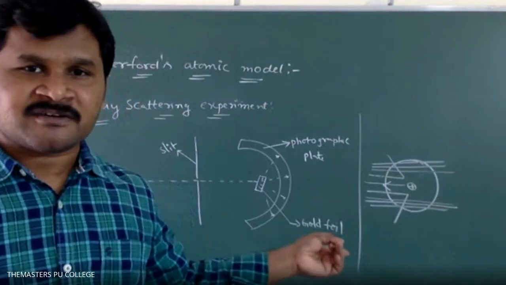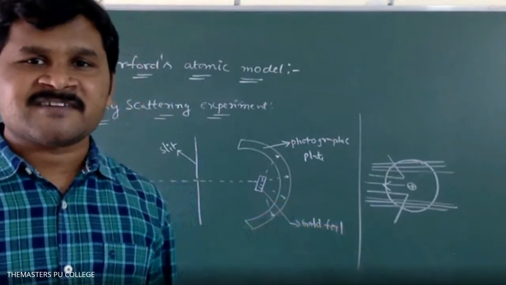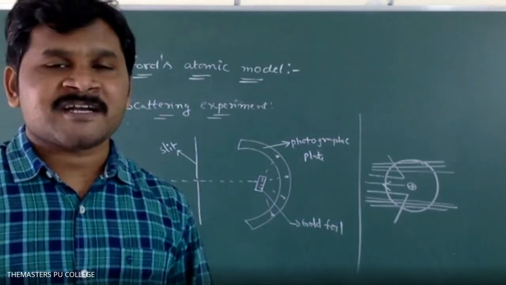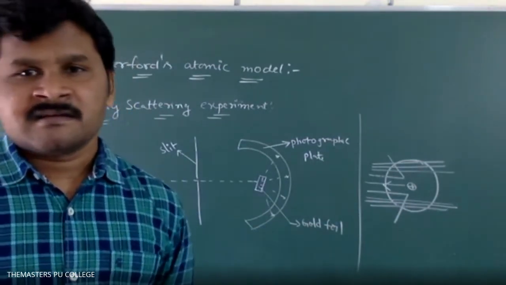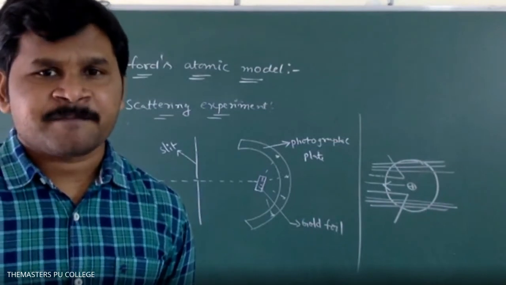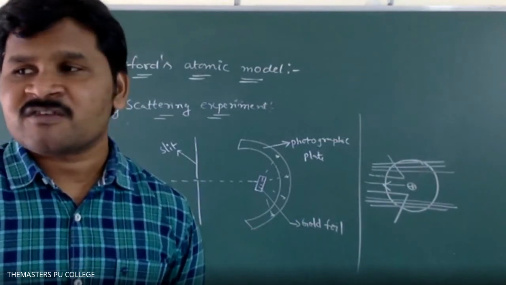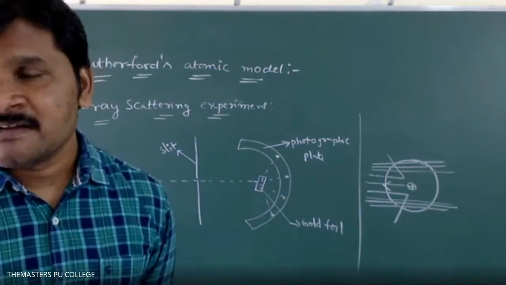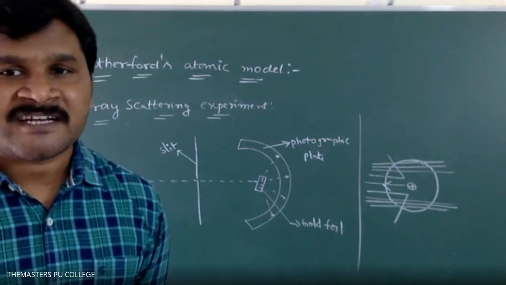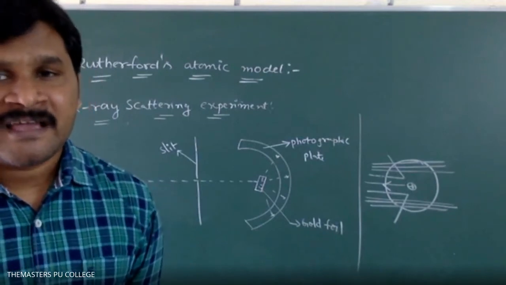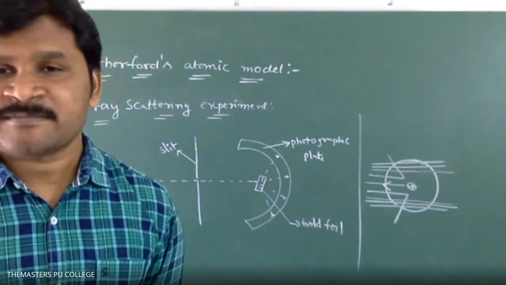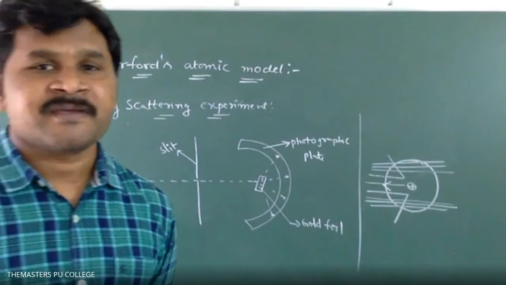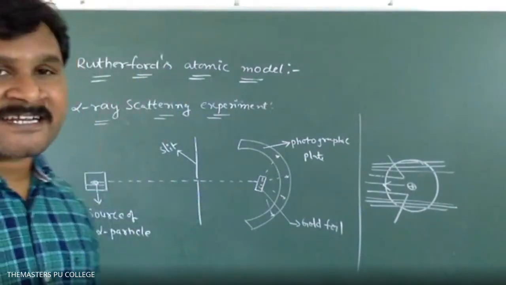First, the observations are important. What are the three important observations from Rutherford's experiment? What is the first observation? Most of the alpha particles pass through the gold foil. Next, a few alpha particles are deviated in their path. What is the last observation? Very few alpha rays are bounced back. These are the important observations of the alpha ray scattering experiment.